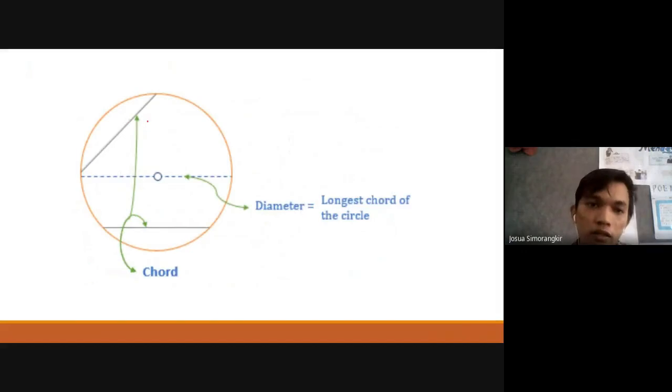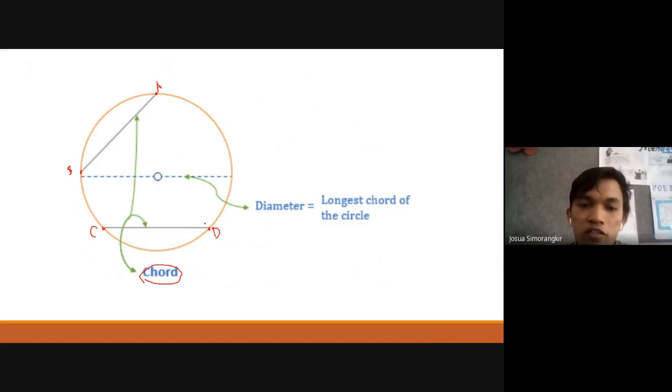If we connect two points from the circumference, from any point on the circumference, let's say here, this is the first point, point A, and this is the second point, point B. We connect these two points, so we have a line. This line is called a chord. Another chord could be, for example, another point on the circumference. Let's say here point C, and here is point D. So this is another chord.